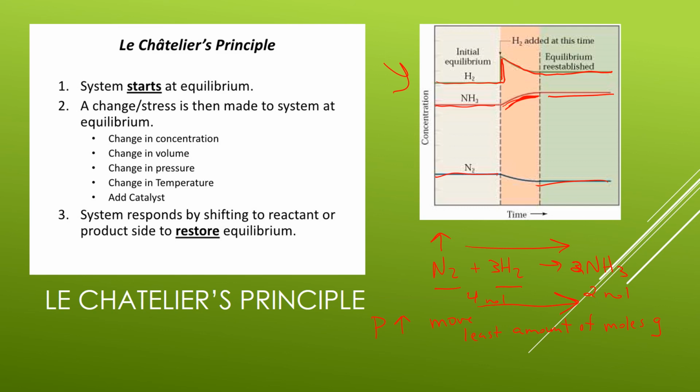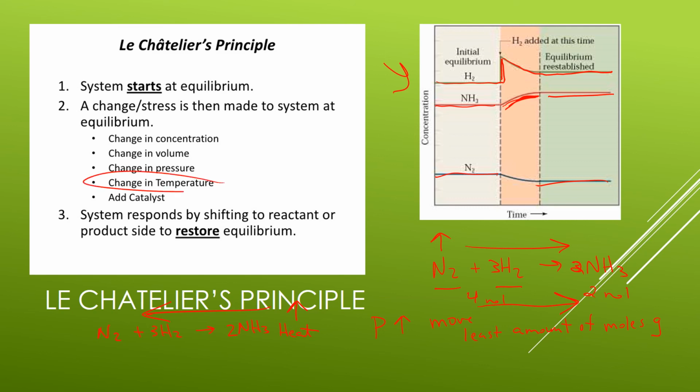For a change in temperature, it depends if the reaction is endothermic or exothermic. So N2 plus H2 goes to 2NH3. Let me put a 3 there. This reaction, let's say, is exothermic, so heat is a product. So that means if I end up increasing temperature, I increase right there where the heat is, and so the reaction is going to shift towards the reactant side.